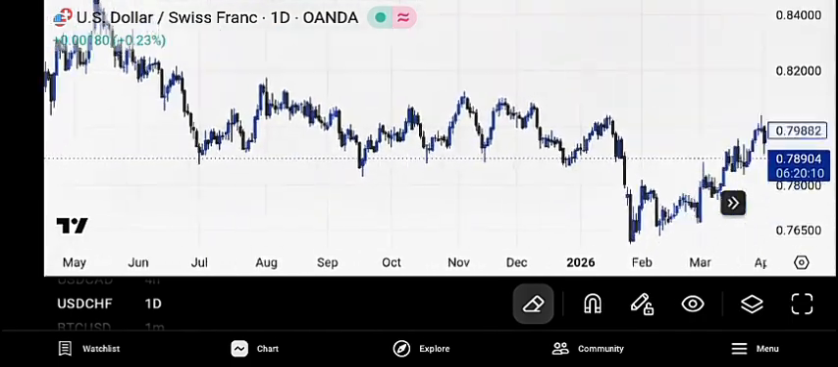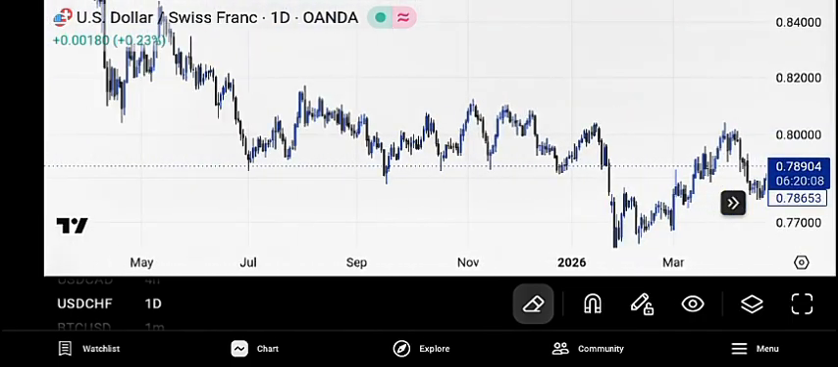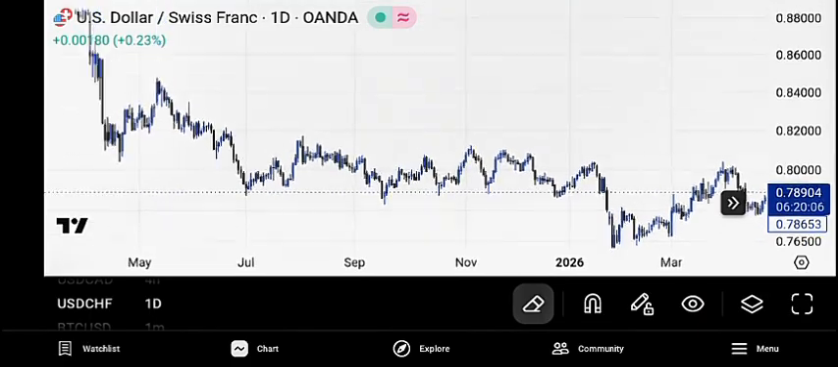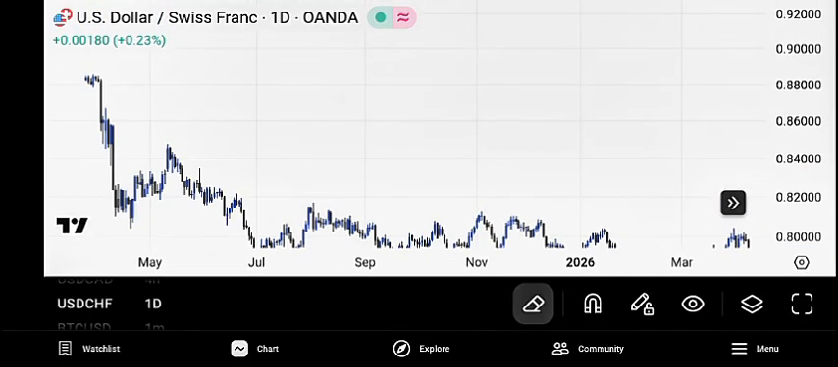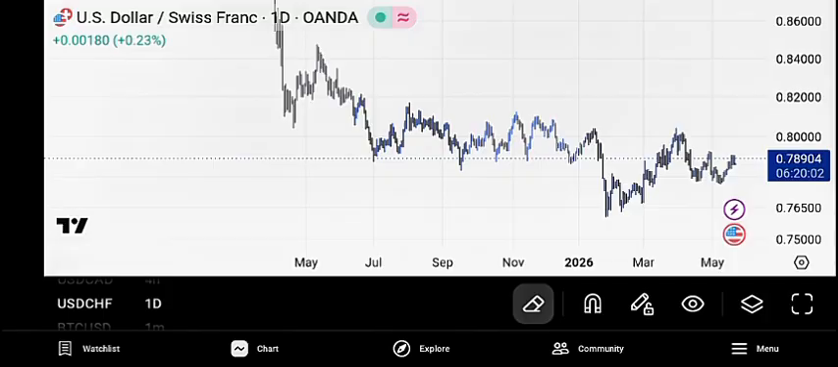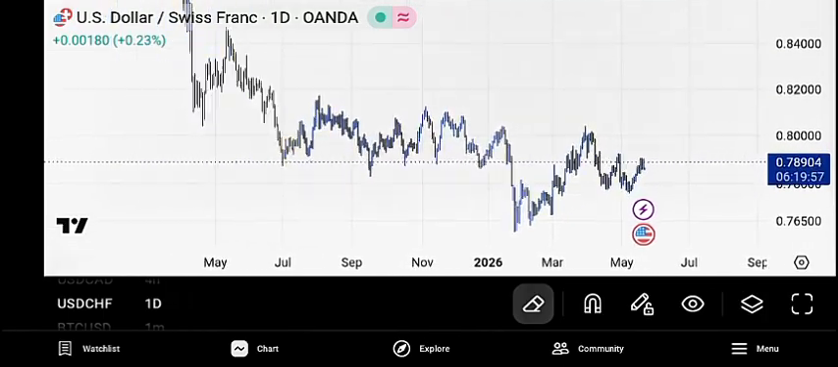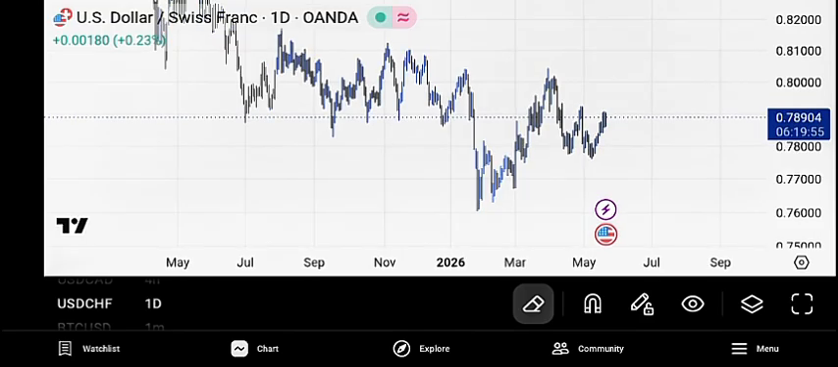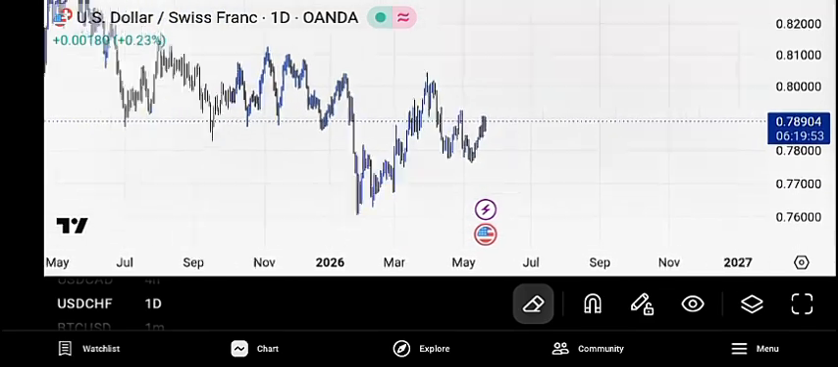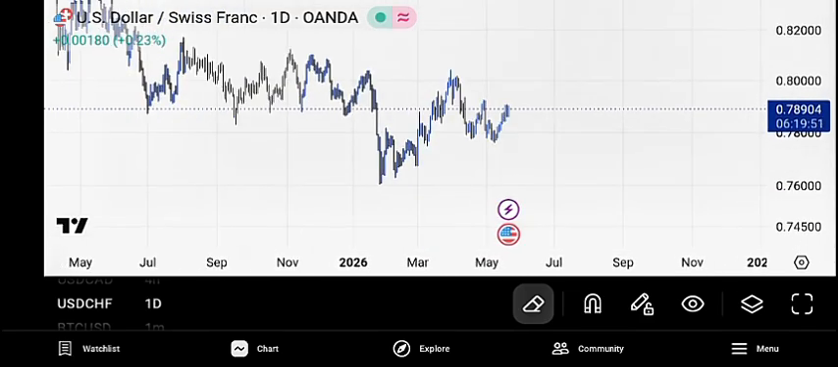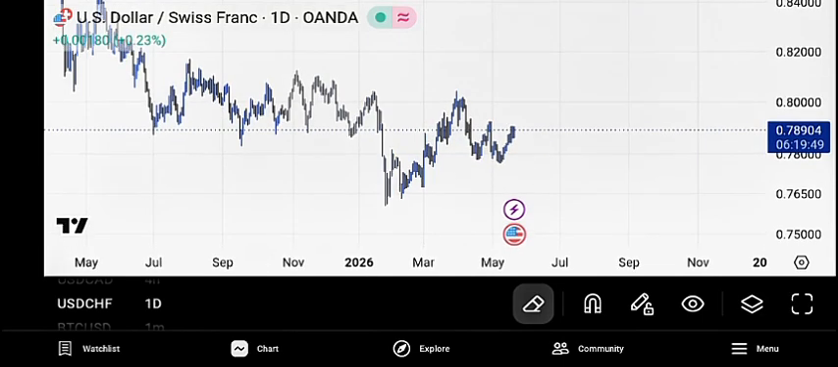I need to see this pure and clean. You can see the chart is moving in a downtrend. This is on the daily time frame. You can see where the market has been reacting from. The market has been falling, and then lately it has risen from 2026. I think it will rise and then fall, rise and then fall. It will just be consolidating in one place.